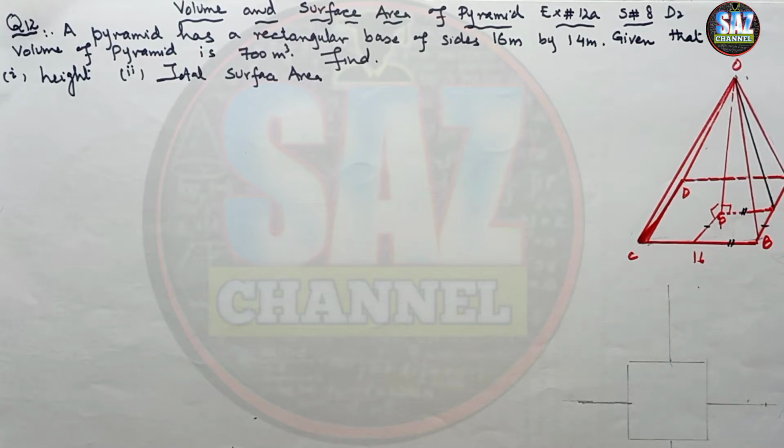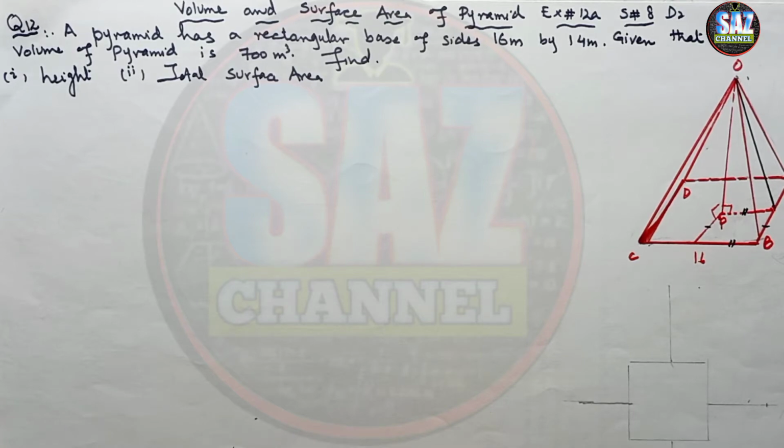This is my 8th lesson of D2, chapter number 12, exercise 12A, about the volume and surface area of a pyramid. What is a pyramid? How do we calculate the volume and total surface area of different types of pyramids, and what are the formulas? These questions have to be really clear to all of the students.